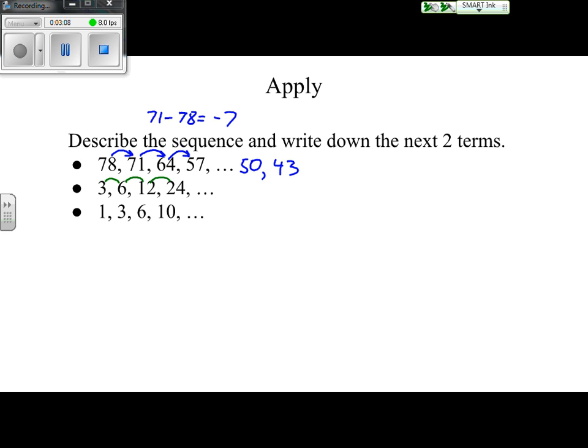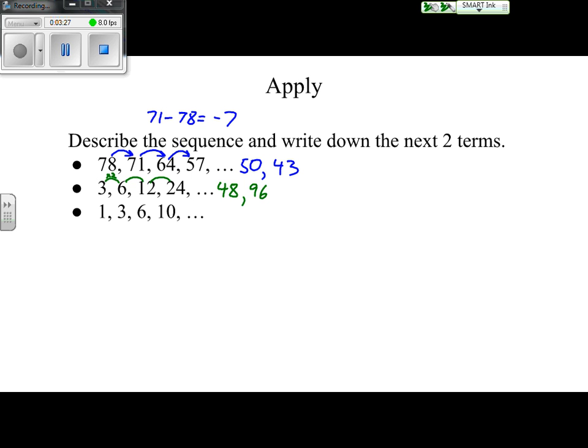I'm taking 3 times 2, and then that gives me 6. And then 6 times 2 gets me 12. And 12 times 2 gets me 24. And 24 times 2 gets me 48. And 48 times 2 gets me 96. So those would be our next 2 terms.